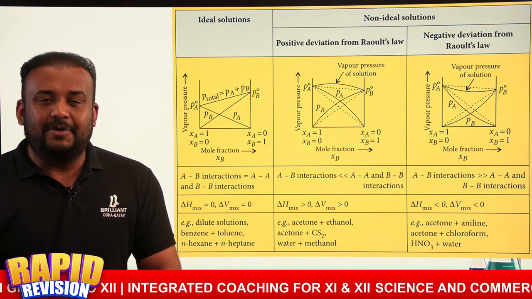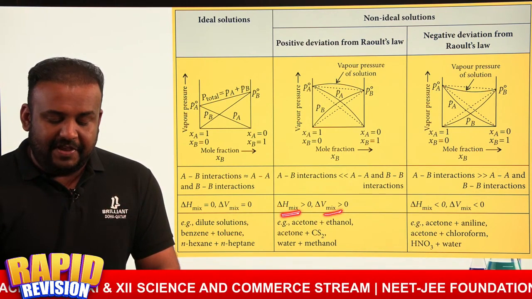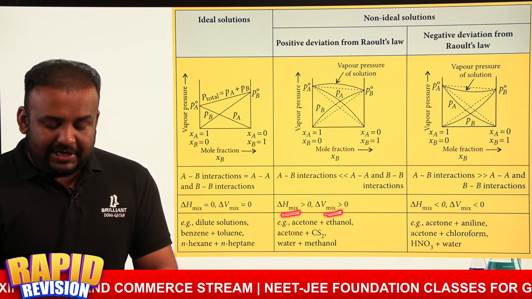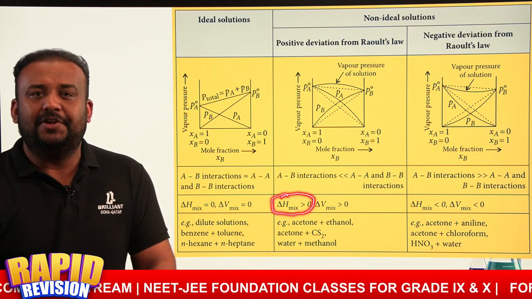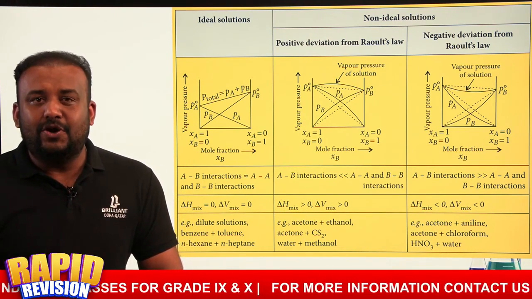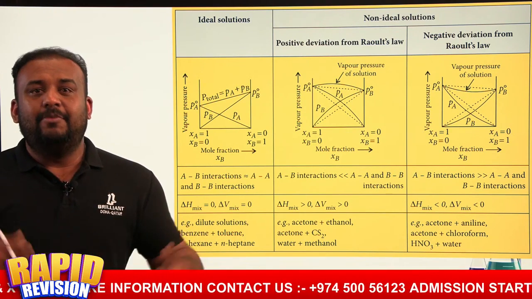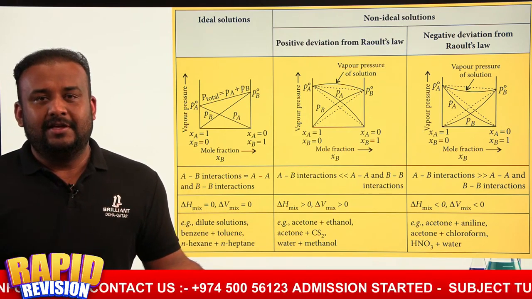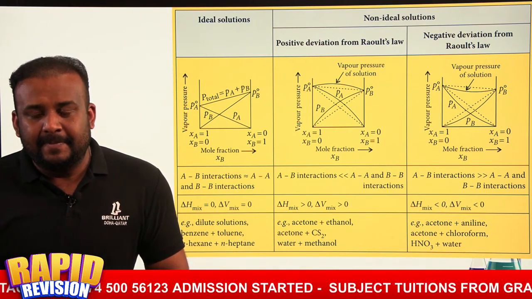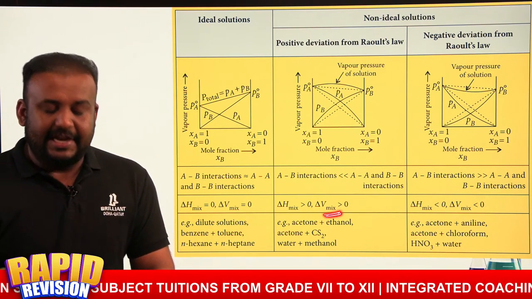And what are the features of positively deviating things? Delta H mix is greater than zero. Delta V mix is greater than zero. See, what is the meaning of enthalpy of mixing being greater than zero? It means it's a positive quantity. That means it is an endothermic event. Yes or no? Why is it endothermic? Because instead of more bond formations, bond breakages are happening. So for breakage, you need energy. So that's why delta H is greater than zero and delta V is greater than zero.